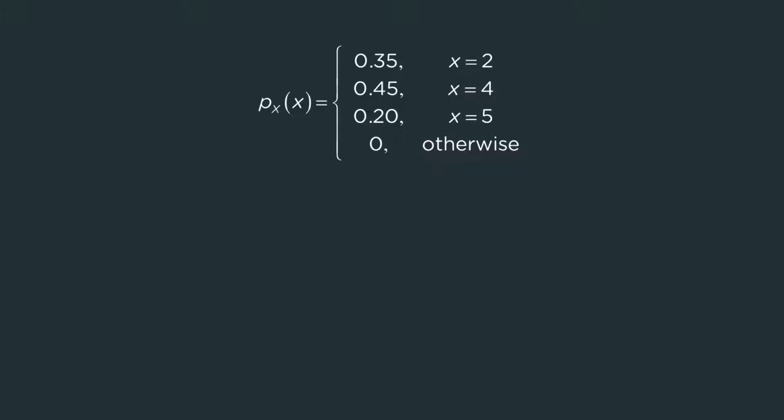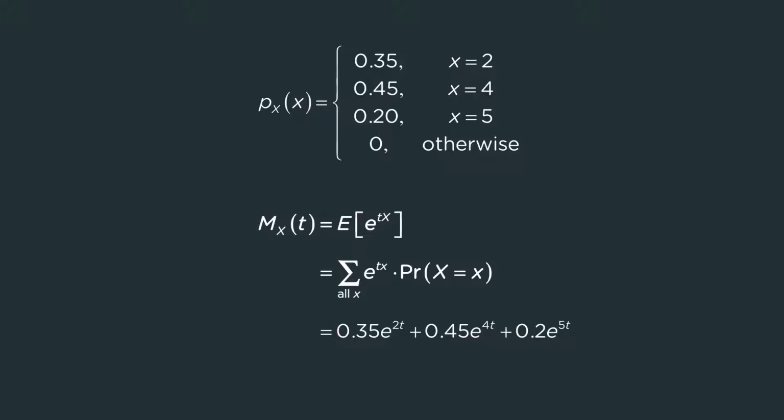Now here's a discrete example. Observe the given PMF. What is x's MGF? By definition, an MGF is e raised to t times x's expected value. Since x is discrete, the expected value is the exponential term times the probability summed over all x values. Substitute known values, and the MGF equals this sum. Simple? We'll now review the colored numbers.